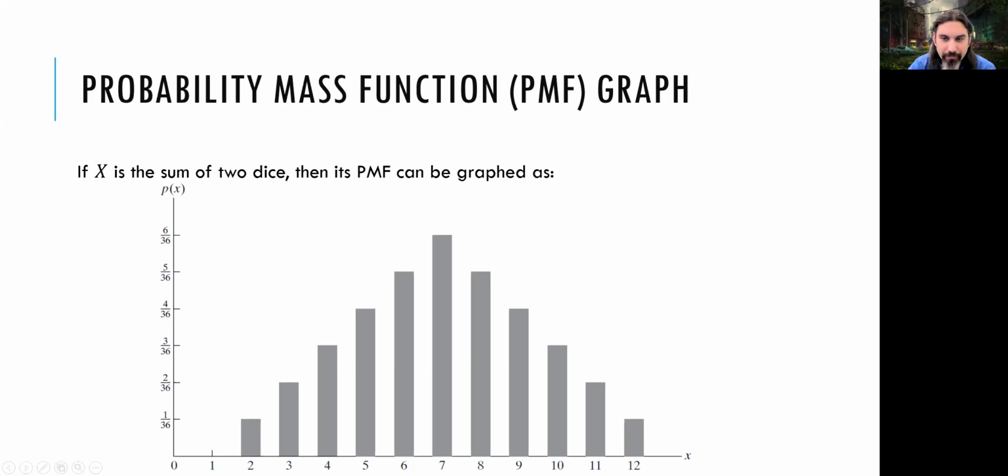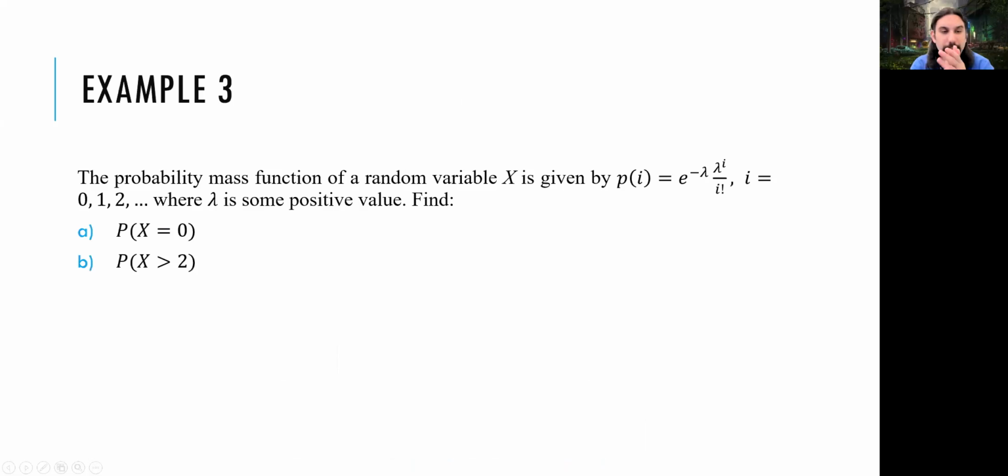Another example, let's say the probability mass function of a random variable X is given by p(i), which is equal to e to the power of minus lambda times lambda to the power of i over i factorial. Now, when you take a look at this one, this is actually something we are going to learn soon.